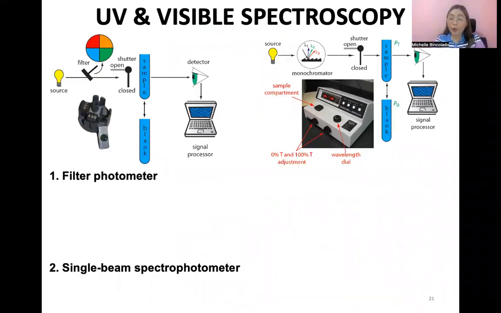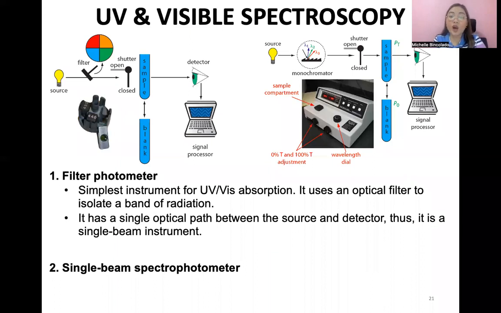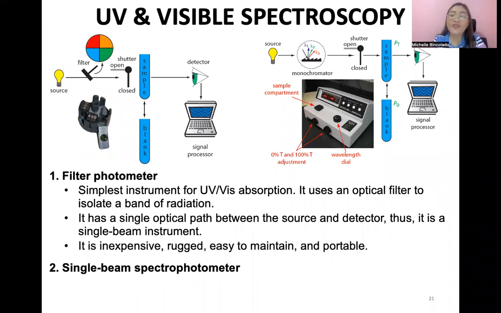So guys, one by one, ano ba ang pwedeng ma-measure? Okay, ano ba pwedeng ma-provide sa atin using the following instruments? The filter photometer, guys, as you can see in the first picture here, is the simplest instrument for UV-vis absorption. It uses an optical filter to isolate a band of radiation. Ito yung filter na diniscuss natin at the start of this video. So medyo earlier version ito guys ng instrument. It has a single optical path between the source and the detector. So ito rin ay maituturing natin na single beam instrument. It is inexpensive, rugged, easy to maintain, and portable.